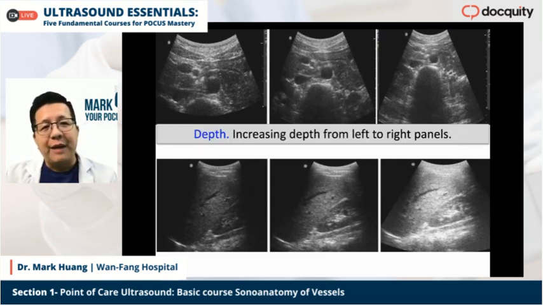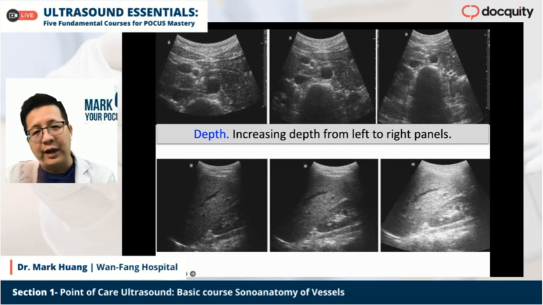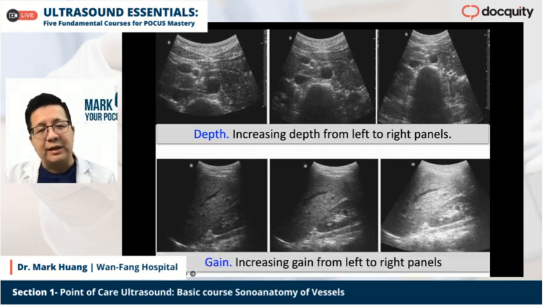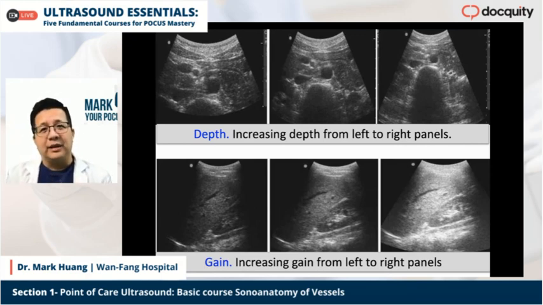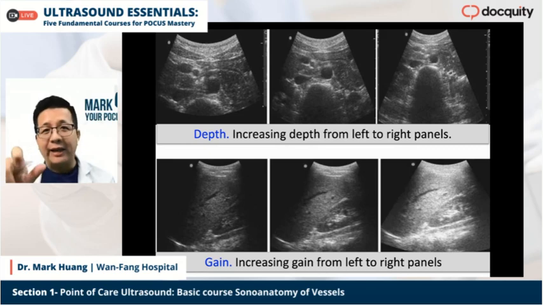The depth means you adjust the depth. You can see I'm increasing the depth from the left panel to the right panel. And the brightness means gain. Sometimes you see the picture is so dark, so you can try to enhance the image.